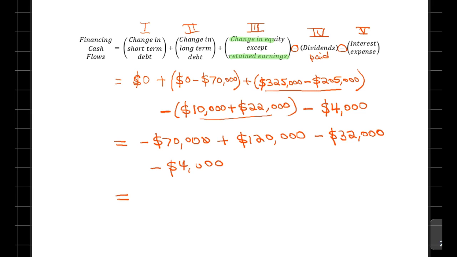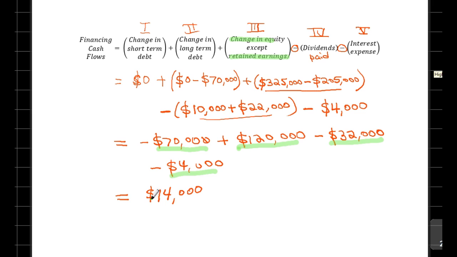Totaling all these together, from the first two we should come up with 70,000 subtracted from 120,000, which gives us 50,000. Then further deducting 32,000 we have 18,000, and then further deducting 4,000 we have $14,000.